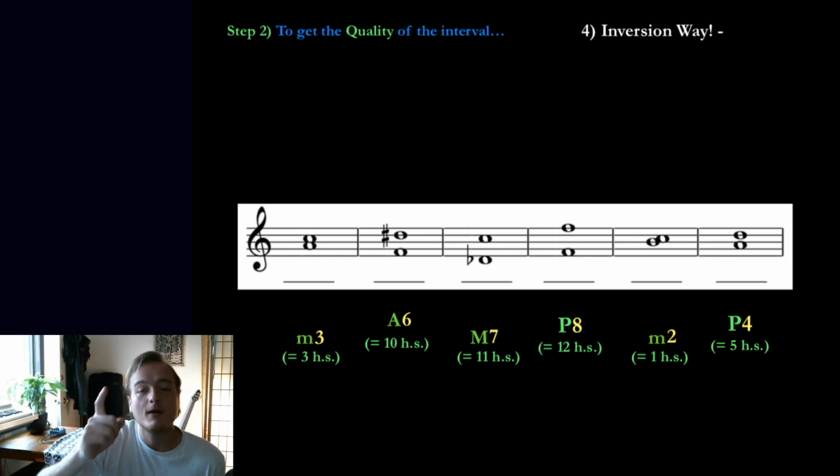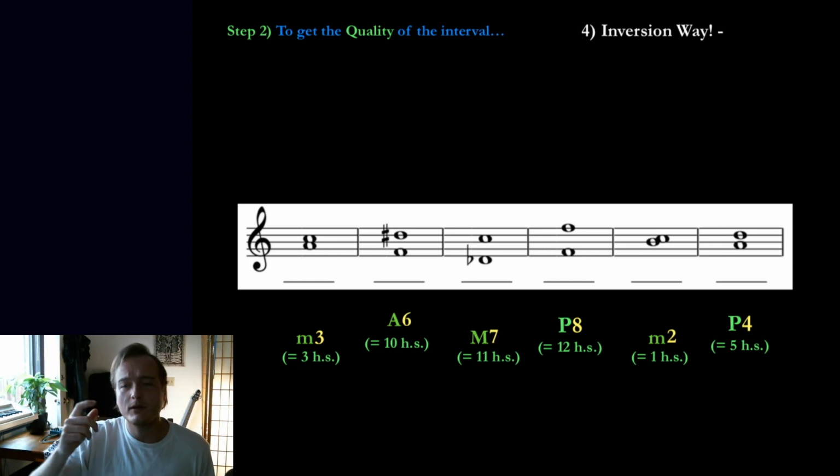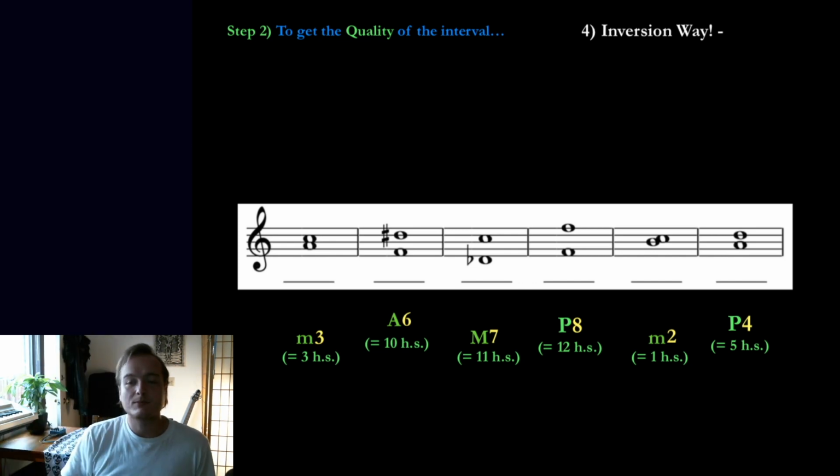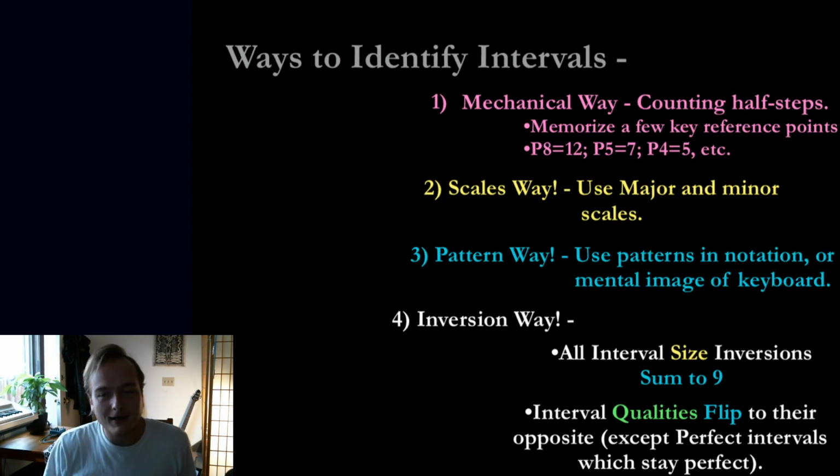The minor second, that one we used the pattern way. We should remember that the pattern is that between E and F, no black note, half step. And between B and C, no black note, half step. And then the last one was the perfect fourth. We found that mechanically by counting the half steps and memorizing that a perfect octave is 12 half steps, a perfect fifth is 7 half steps, and a perfect fourth is 5 half steps. So those were the 4 ways I can think of to quickly identify intervals.